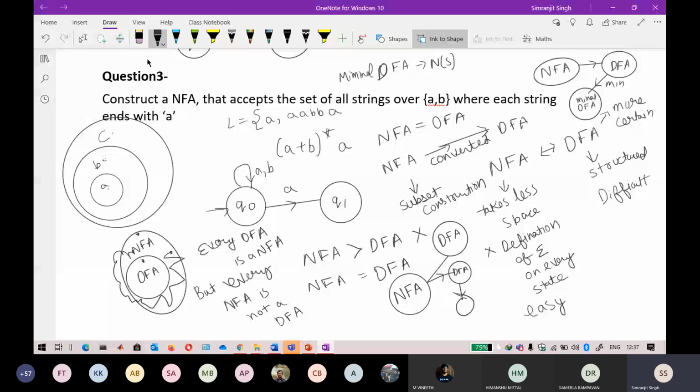But for our theory practice, we will not be doing it like that. You can draw simple automata like a straight DFA. In the next class we will discuss the subset construction, that is, how to convert an NFA to a DFA. Again, if you have any doubt, you can ask me.